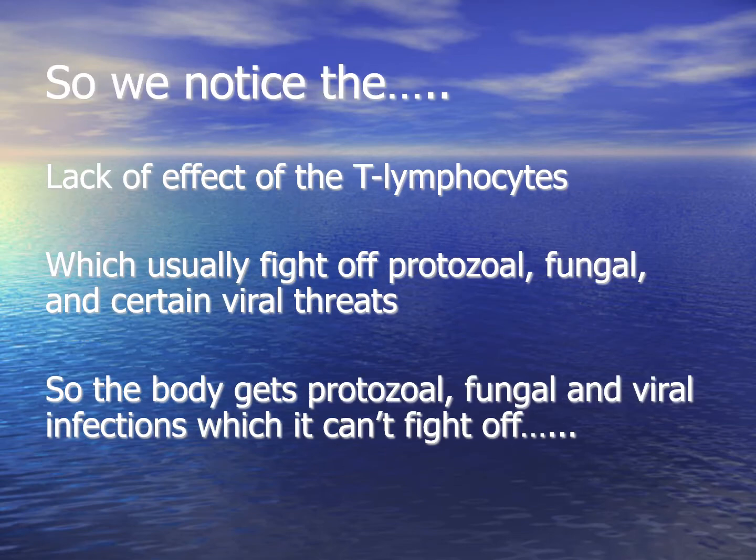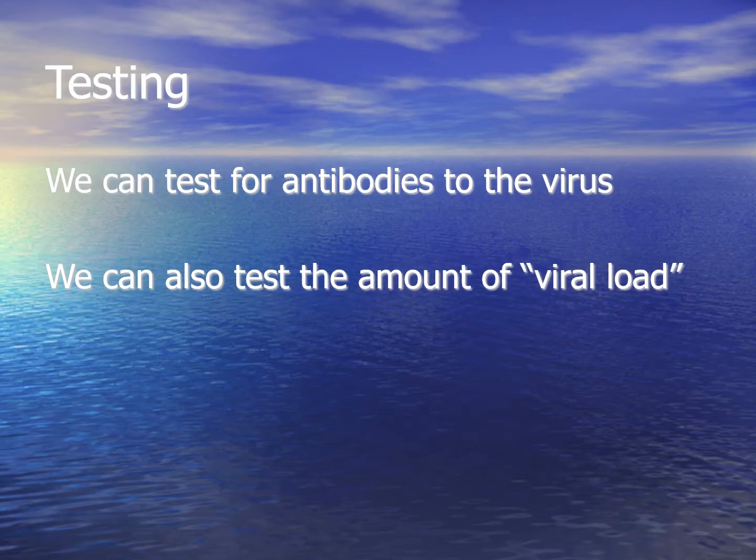So it's these T lymphocytes, the CD4 type. Those usually fight off protozoal, fungal, and certain viral threats. And so if you have this, you can't fight them off. We can test for antibodies to the virus. That's been the most common way to test for HIV, and still is. The issue with that is that there is a 6 to 12 week window period in which the body takes time to build up the antibodies enough to be tested.